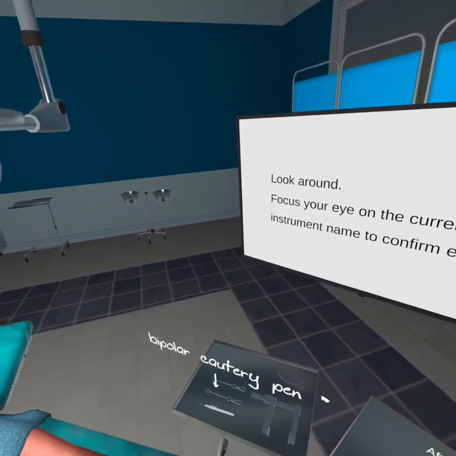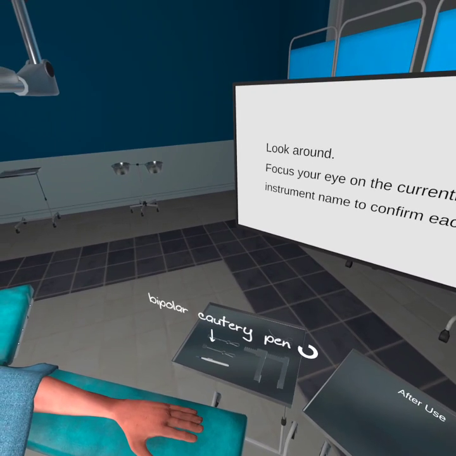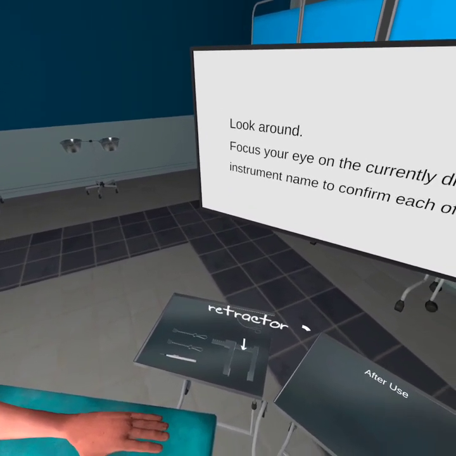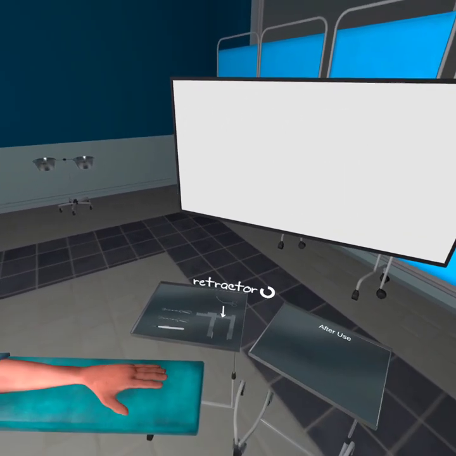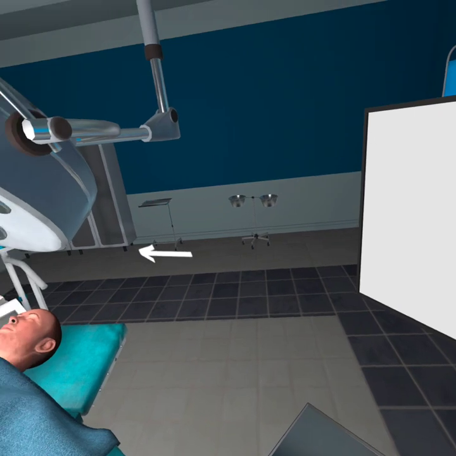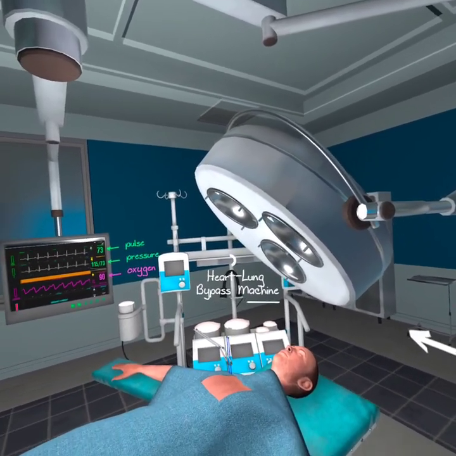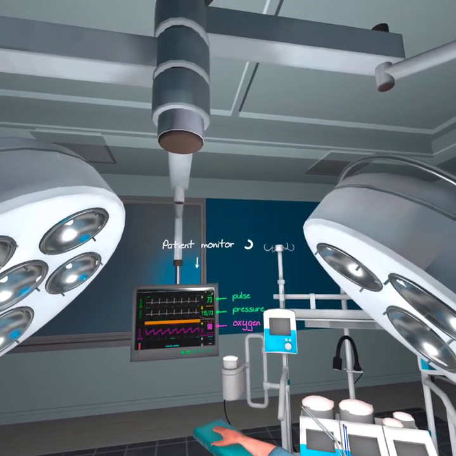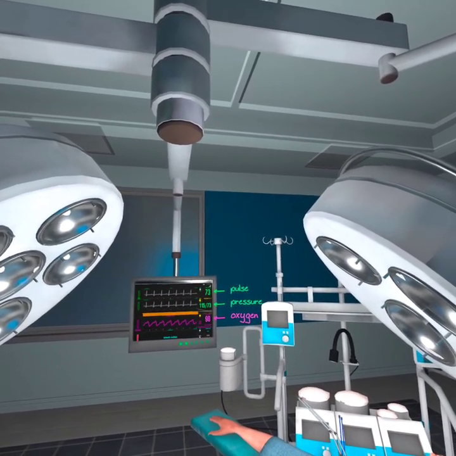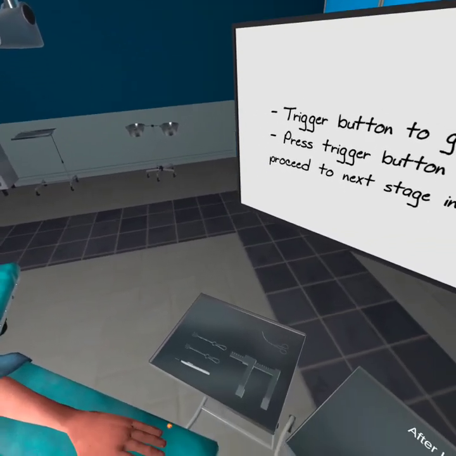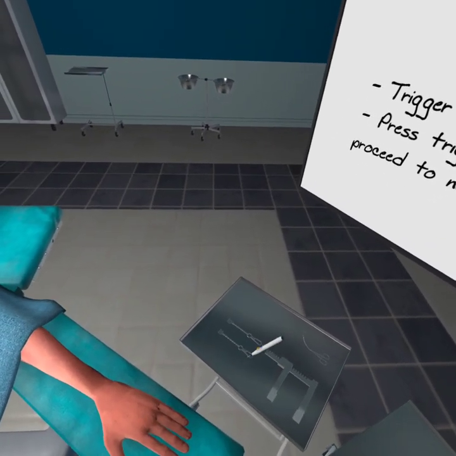Look around. Focus your eyes on the currently displaying instrument name and confirm each of them. What are they called? Take a moment, use your controls, pick up and examine the surgical instruments in front of you.